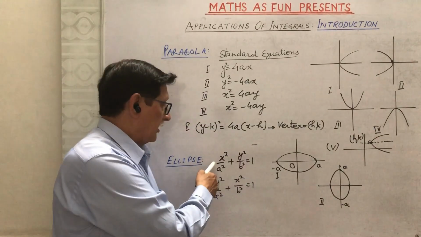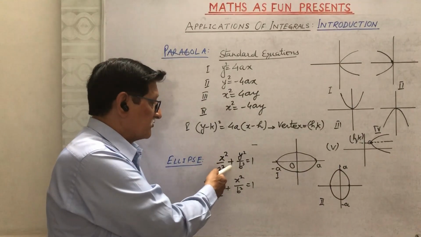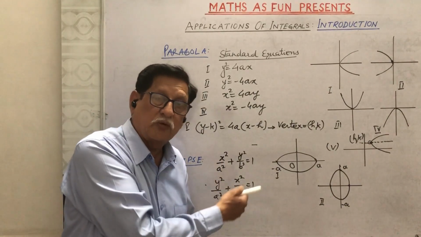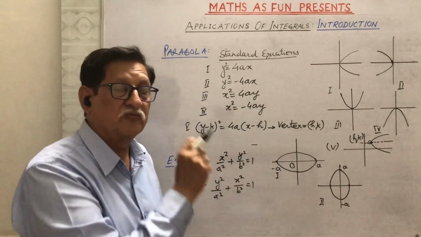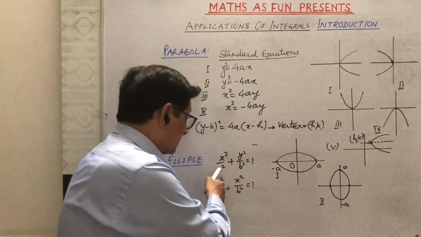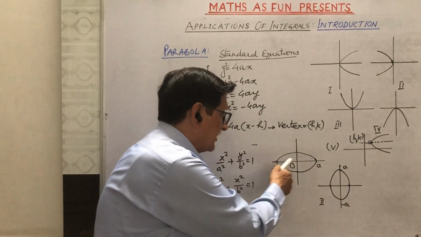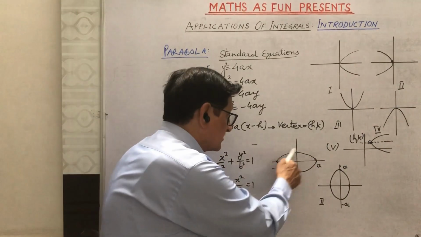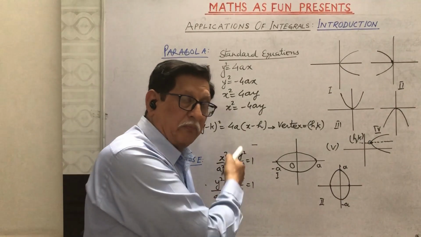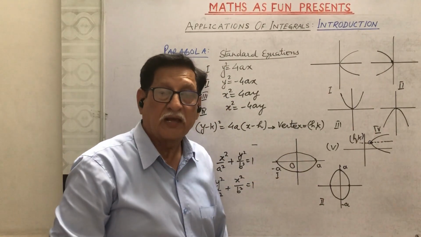Next we are coming to the ellipse. The standard equations of the ellipse are x square upon a square plus y square upon b square is equal to 1, or it may be y square upon a square plus x square upon b square is equal to 1. In both the cases we know that the center of the ellipse lies at the origin. In the first case, the major axis lies on the x-axis, and hence this is the curve. In the second case, the major axis lies on the y-axis, and hence this is the position of the ellipse.